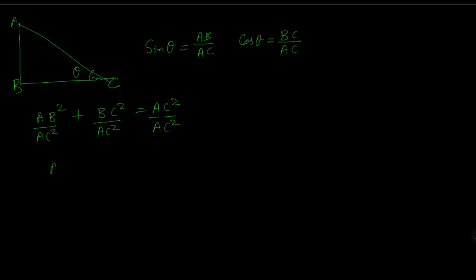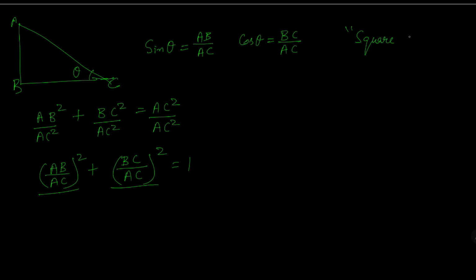That means the left hand side is AB upon AC whole square plus BC upon AC whole square is equal to 1. Now there is no need to do this derivation, but this helps you to understand all square relations. Remember, I was talking about square relations. There are three types of relations. The first one is square relations, right? So here we have AC, we divided by AC, we got this.